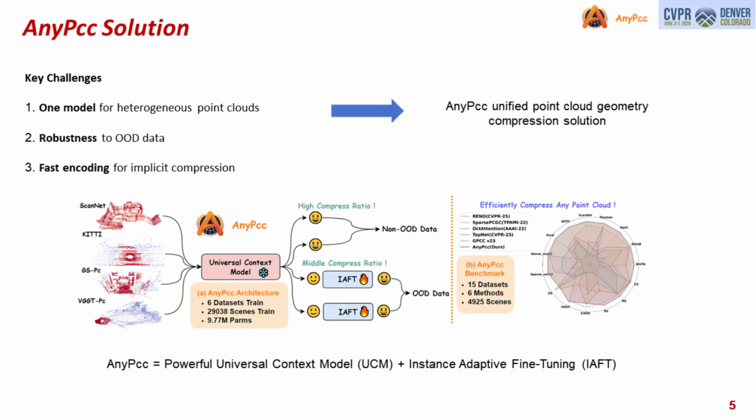To achieve this goal, we identify three key challenges. The first challenge is how to use one model for heterogeneous point clouds. The second is how to maintain robustness when the test data is out of distribution. The third is how to speed up encoding for implicit compression. To address these challenges, we propose AnyPcc, a unified point cloud geometry compression solution. It combines a powerful universal context model, or UCM, with instance adaptive fine-tuning, or IAFT.